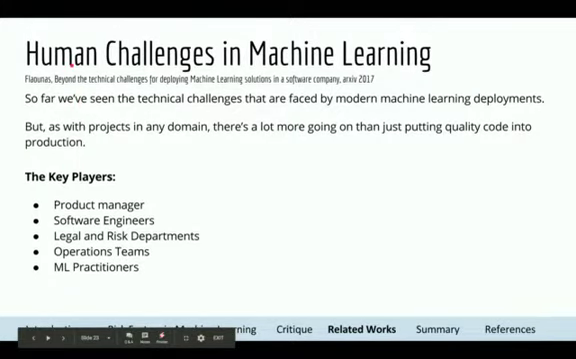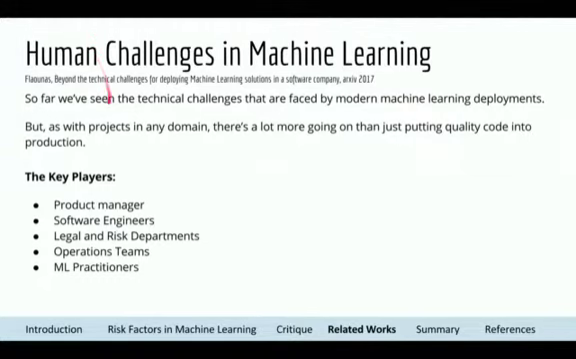Alright, so far we've been looking at the technical challenges that are faced by modern machine learning deployments and how they can be mitigated. But as with projects in any domain, there's a lot more going on than just putting quality code into production. In light of this, the next paper outlines human challenges posed by data science projects. These projects have a multitude of humans playing very different, even opposing roles.